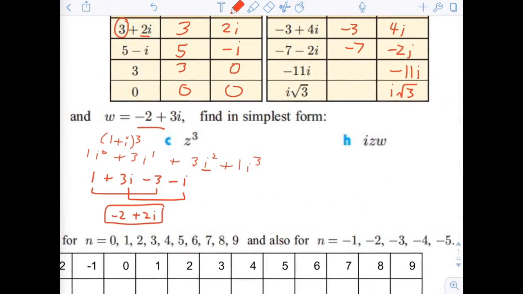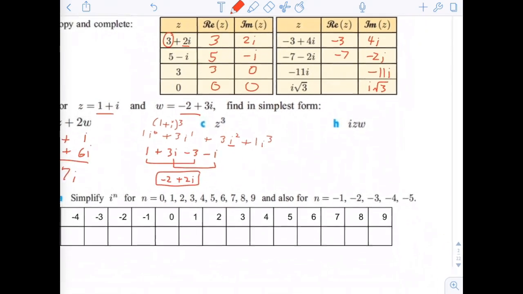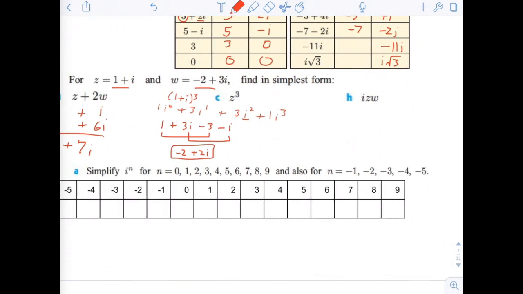Now izw. So izw is i times 1 plus i times w, negative 2 plus 3i. So the first term would be negative 2. The inside term would be negative 2i. The outside term would be plus 3i. And the last term would be 3i times i, which would be negative 3.